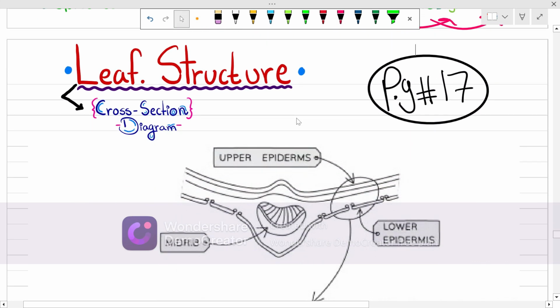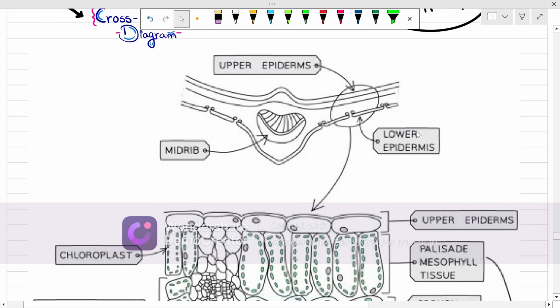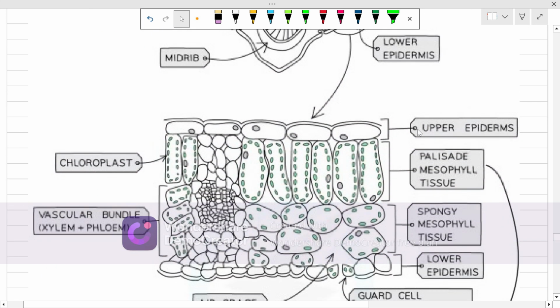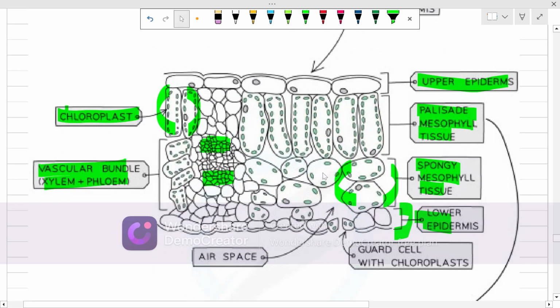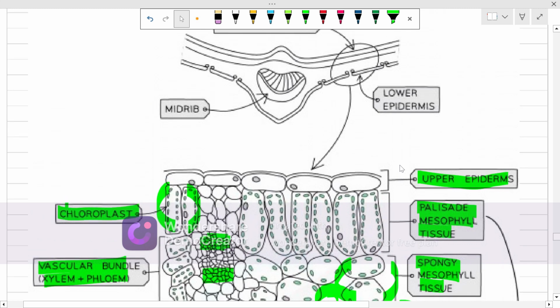This is a cross-section of a leaf structure. This is the upper epidermis. This is the column-shaped palisade mesophyll cell. These are the spongy mesophyll cells. This is the lower epidermis. This is chloroplast present in the palisade mesophyll cell. These are vascular bundles, xylem on top, phloem on the bottom. And these are air spaces in the spongy mesophyll cell.